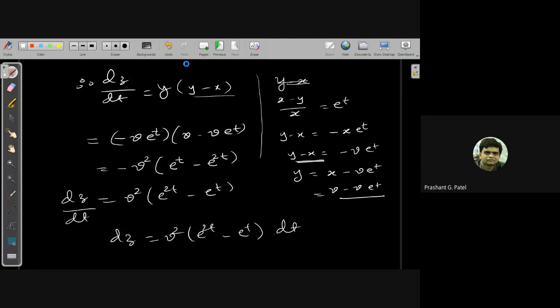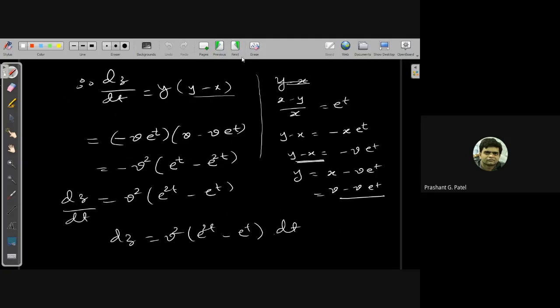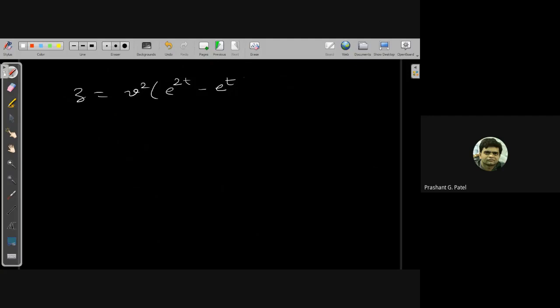So that gives me z equal to v square (e power 2t minus e power t) upon 2. So the integration of e power 2t is e power 2t upon 2. Integration of e power t is e power t, plus some constant.